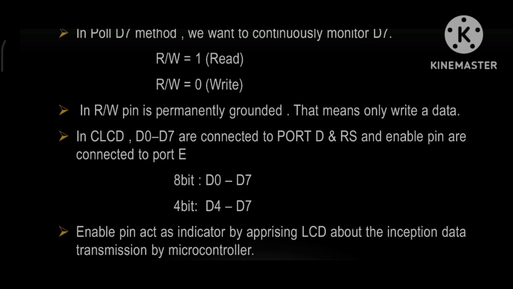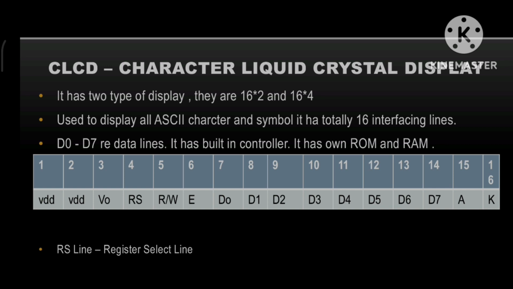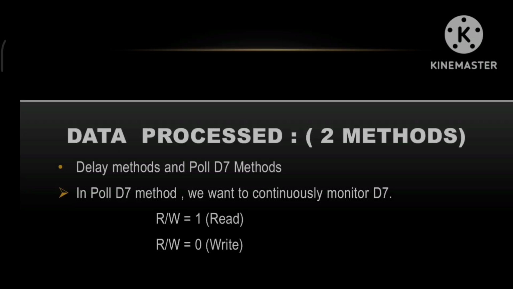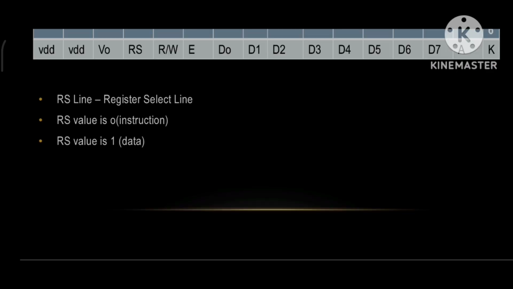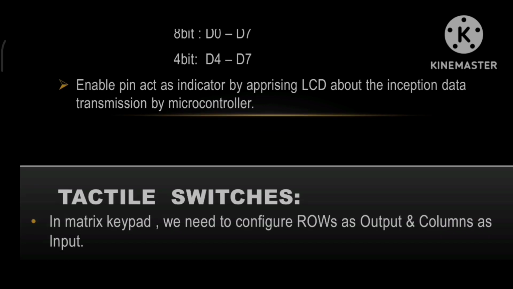In the CLCD, D0 to D7 are connected to port D, and the register select (RS) and enable pins are connected to port E. There are two types of data: 8-bit and 4-bit. For 8-bit data, the data lines are D0 to D7, and for 4-bit data, the data lines are D4 to D7. The enable pin acts as an indicator, informing the LCD about the start of data transmission by the microcontroller.